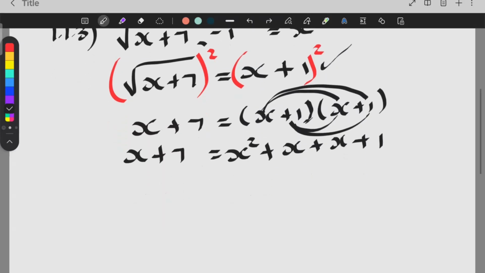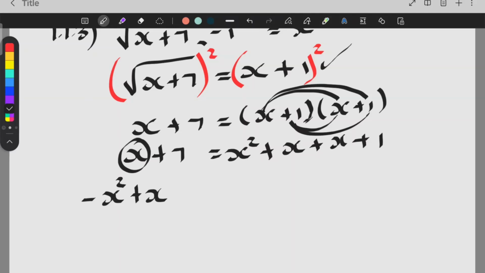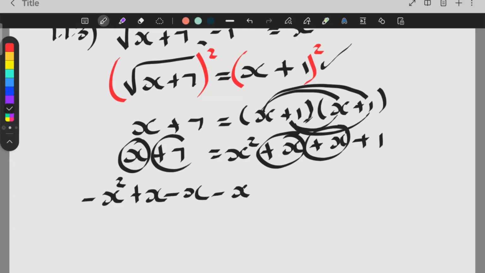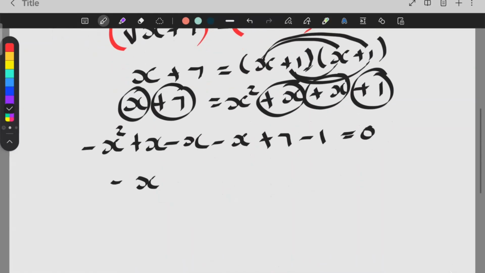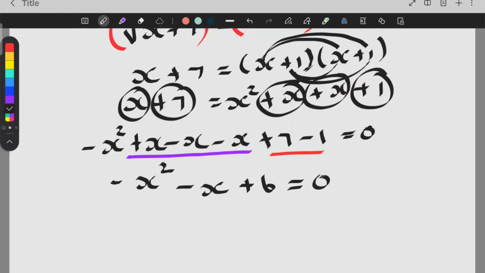Bring everything over to the left. So this becomes negative x squared. And then I have a positive x here. Comes over, negative. Comes over, negative. Plus 7 comes over, negative 1. Okay, and now let's go to standard form. Negative x squared. So let's underline. This is like terms over here. So here I get negative x. And then they are like terms. There I get a positive 6 equals 0.